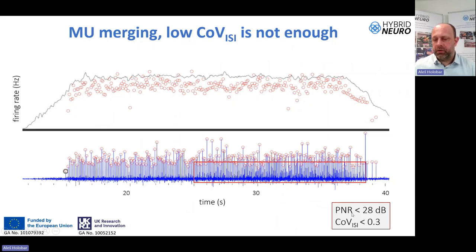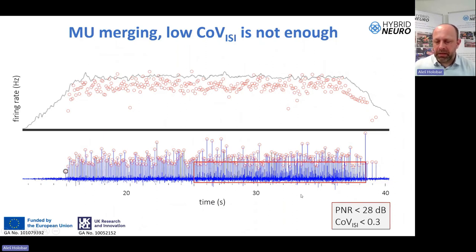So the pulse-to-noise ratio is below 28 decibels. Usually the recommended threshold is around 30 decibels. But what I'm trying to tell you now is that you need to be careful how you interpret this threshold, right? There are cases where the pulse-to-noise ratio could be lower than 30 decibels, and they are quite acceptable. And such a case you have here.